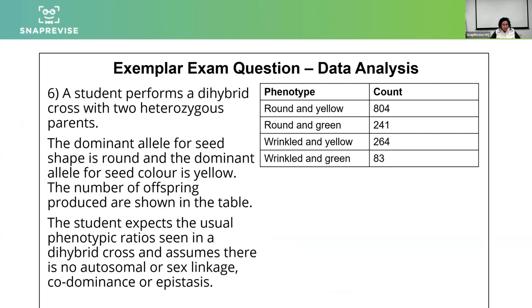Let's have a look at this other example question. A student performs a dihybrid cross with 2 heterozygous parents. The dominant allele for seed shape is round and the dominant allele for seed color is yellow. Number of offspring produced are shown in the table here.